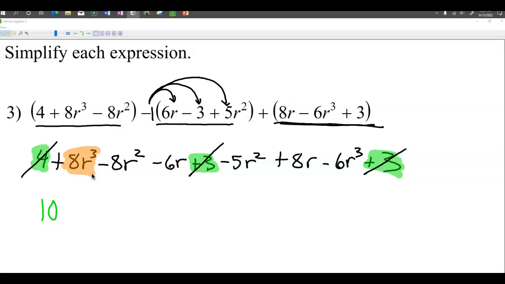8r to the third. Edwin, what's like 8r to the third? Good. So if I put those together, 8 take away 6 is 2. So that's done.